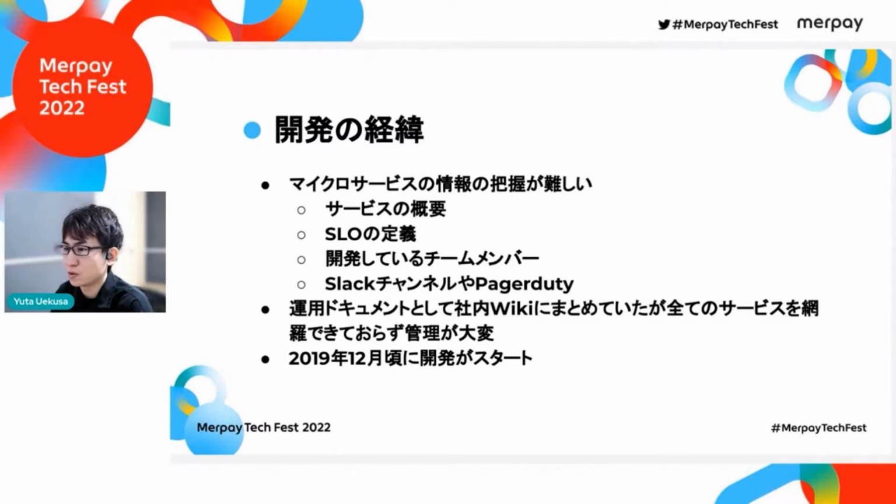To make tracking such information as easy as possible, we had been compiling each microservice's information into an internal wiki as an operational document. But as Merpay's development scale grew, it became difficult to cover all services and keep updating the information. Therefore, we stopped managing this operational document and started developing the dashboard around December 2019 with the goal of easily tracking microservice information.